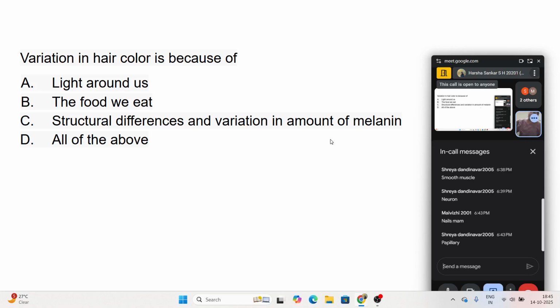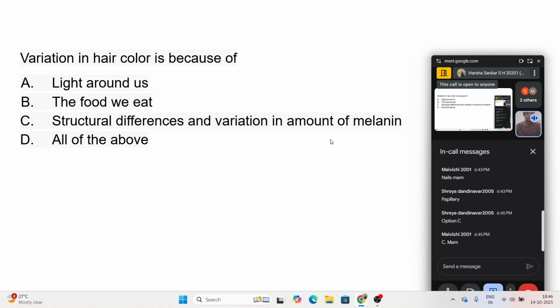What is the correct answer? Depending on the region, if you look at people from Europe or the US, their hair color may not be as dark as ours. That also varies depending on the geographic region in which they live. But why is that happening? Biologically, why does their hair color differ? Is it because of the light? Is it because of the food? Or is it because of structural differences and variation due to a pigment called melanin? Or can all of the above be factors?